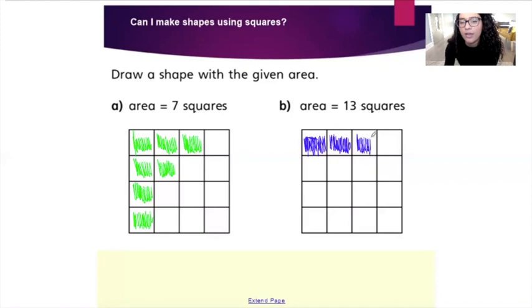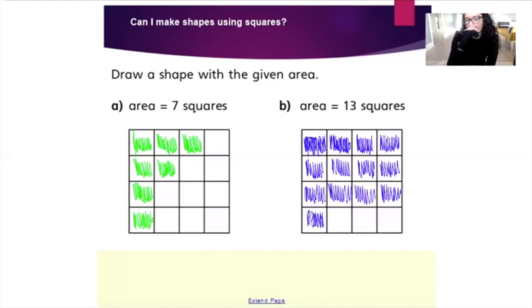1, 2, 3, 4, 5, 6, 7, 8, 9, 10, 11, 12, and 13. So I have now drawn a shape with the area of 13 because I've coloured in 13 squares. 13 squares equals a shape with an area of 13.